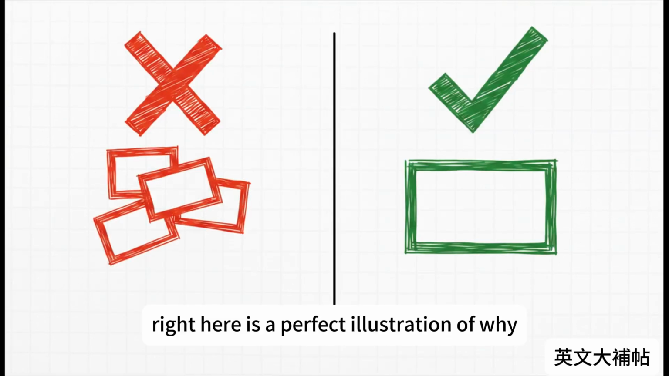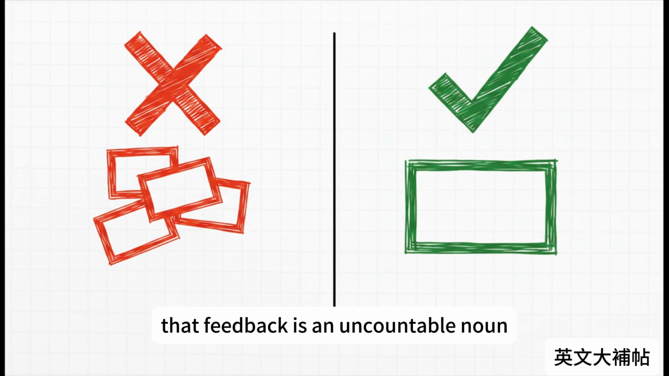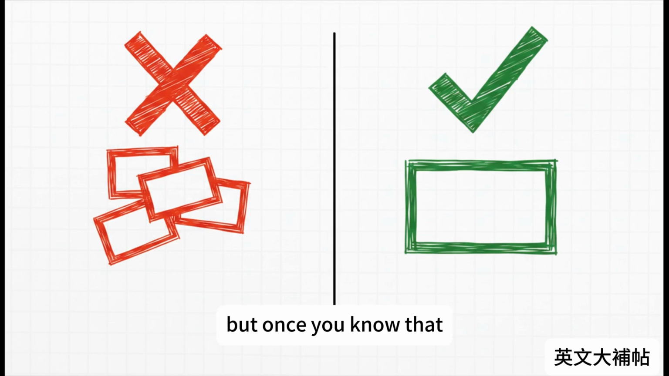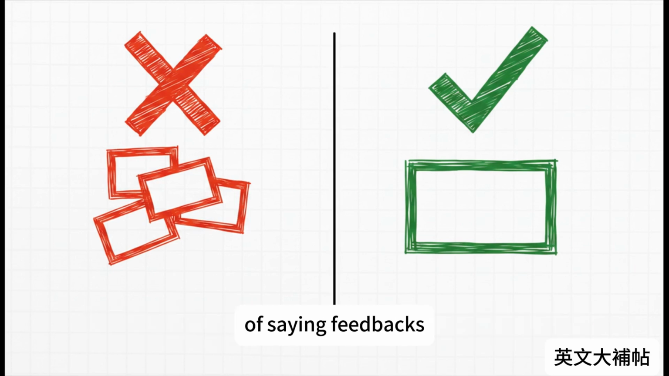You know, this right here is a perfect illustration of why part of speech is so important. So many learners don't realize that feedback is an uncountable noun. But once you know that, it stops you from making that really common mistake of saying feedbacks. It's a tiny little detail, but it makes a huge difference in how natural you sound.